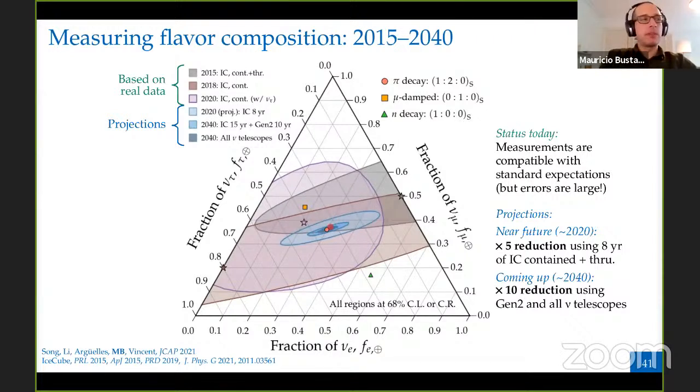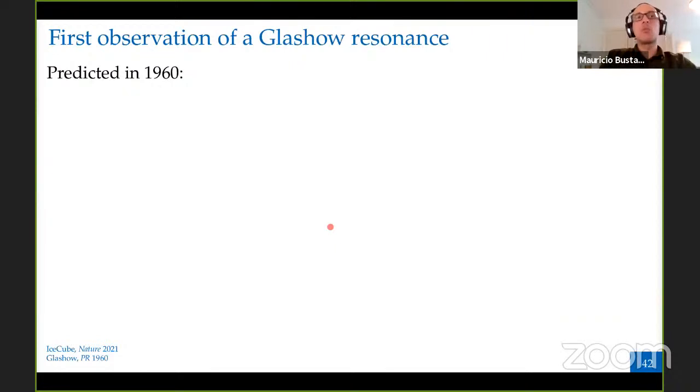Let me just close with the final thing, the final minute or so. Okay, there's one extra thing that is very new, and that's the observation for the first time of a Glashow resonance. So the Glashow resonance is, in a way, the last fundamental predicted interaction of the Standard Model. Let's make it exciting to say that.